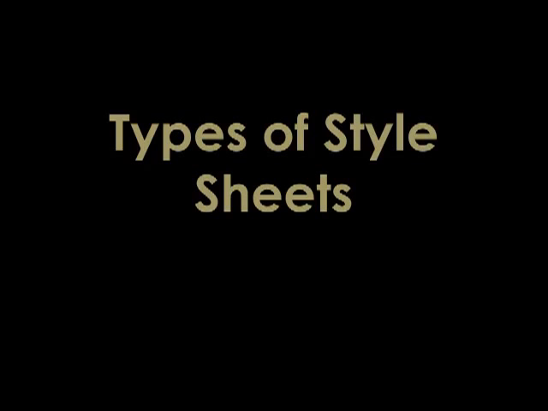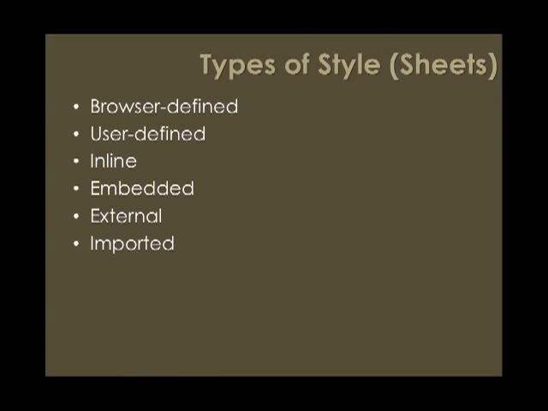But then, where does your CSS exist? Where do you put the code, if you will? And so there's different types of style sheets that you can use. The main ones are browser defined, user defined, inline, embedded, external, and imported. Now, because we're really just talking about beginner stuff here, we're just trying to introduce you to the main concepts. I'm not going to really get into browser defined, because browsers basically have their own style sheet that they show things with by default, and then users can change how they want things to look.